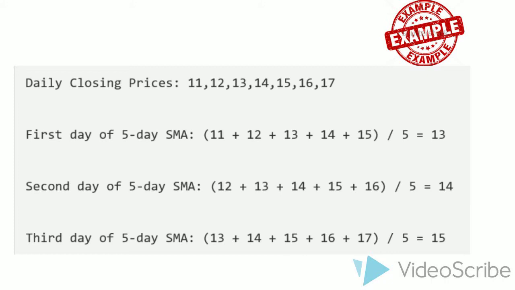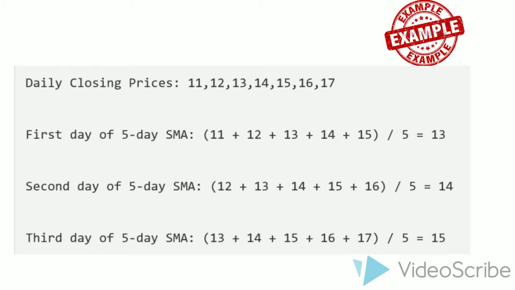The second day of the moving average drops the first data point and adds the new data point. The third day of the moving average continues by dropping the first data point, which is 12, and adding the new data point, which is 17. In the example above, prices gradually increase from 11 to 17 over a total of 7 days. Notice that the moving average also rises from 13 to 15 over a 3-day calculation period.